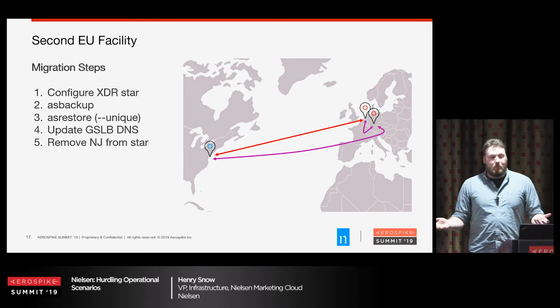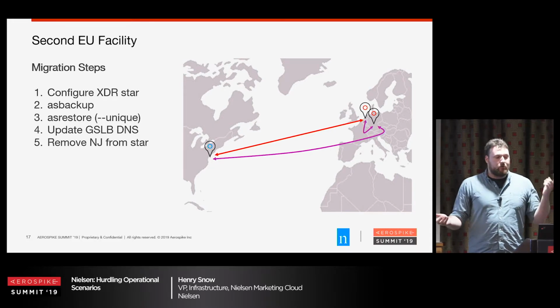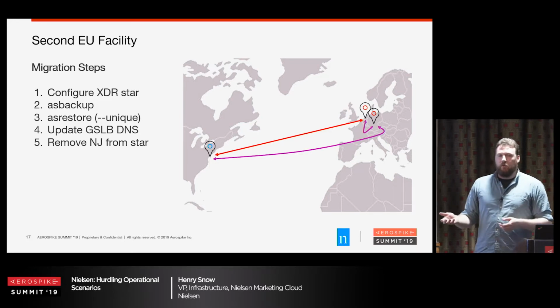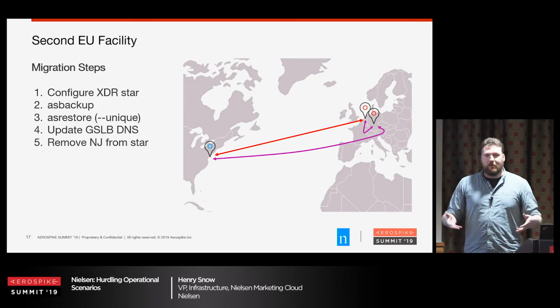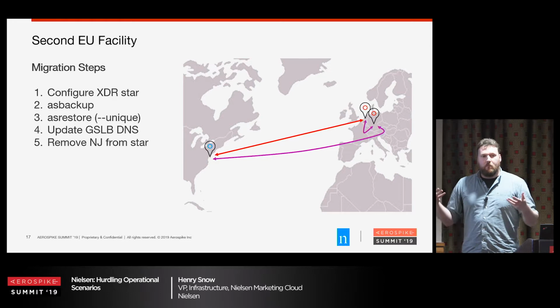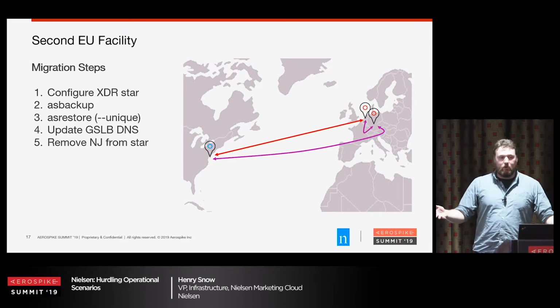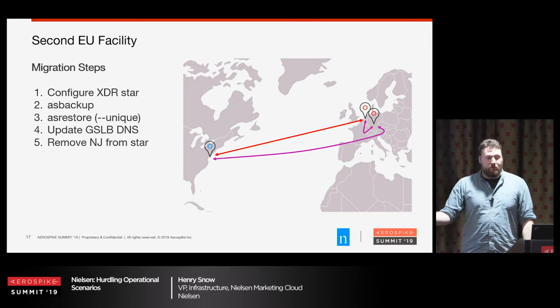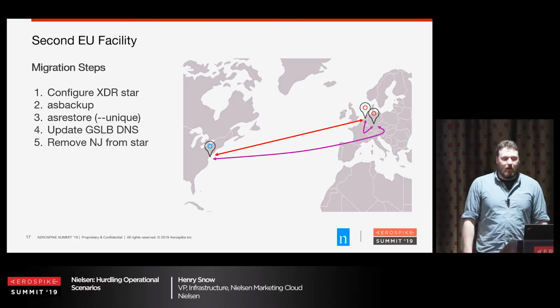Or we can use AS Backup and AS Restore. These are the backup and restore tools that come with Aerospike. The restore tool has an awesome feature, which is the unique flag. Basically what that says is that when you're doing the restore, don't overwrite any objects that already exist in this namespace. With that, we're assuming that XDR started before the restore started or before the backup was taken. That means that any objects that are already in Frankfurt when we do the restore are newer than whatever's in the backup. So we can actually do that live.